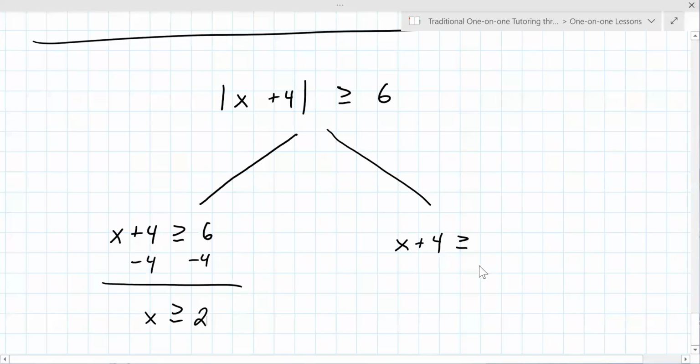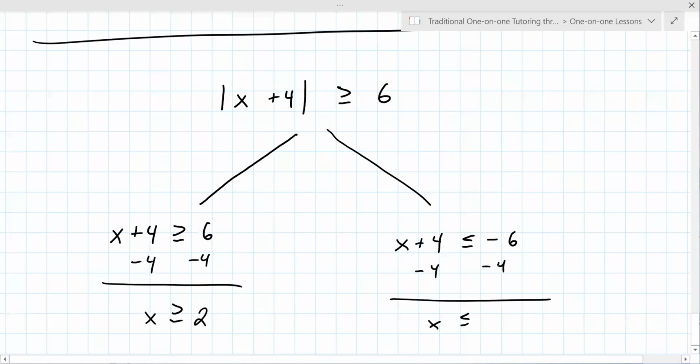Okay, so now you flip this inequality, so it becomes less than or equal to, and instead of 6, you write -6. So again, how do you undo addition by 4? Subtract 4. Yep. What is -6 minus 4?